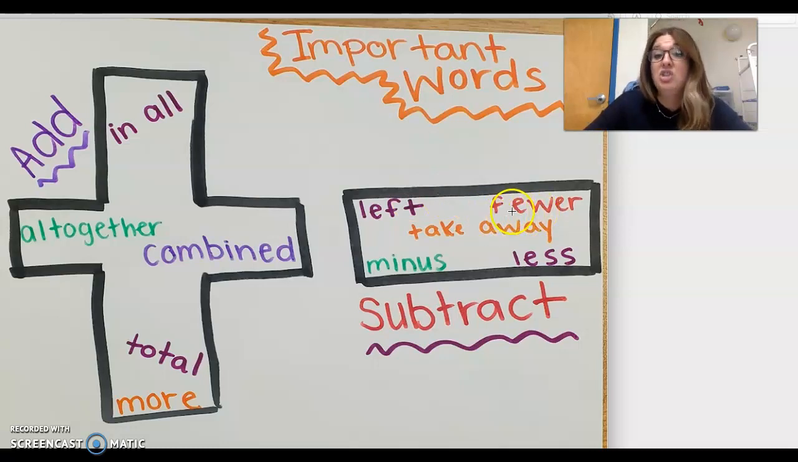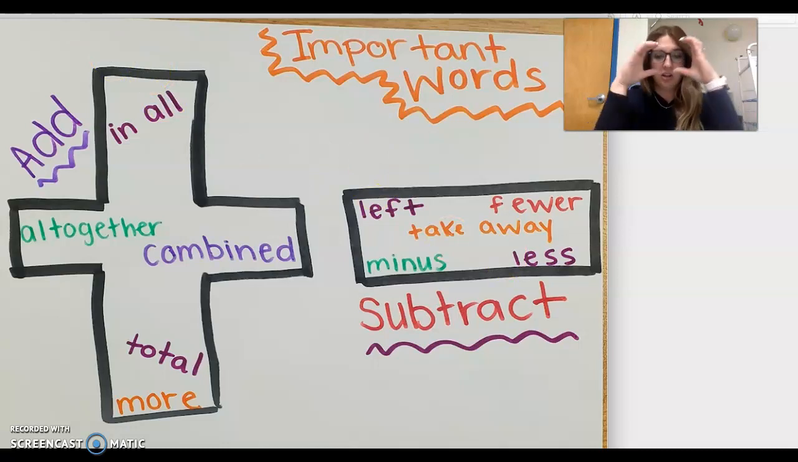I can use the word fewer if I need to subtract. I have 2 fewer apples than I had. I can use minus. Like if I just say the simple number sentence, 3 minus 2. We use the word minus. And less. I have 2 less than what I had. So those are some important words.